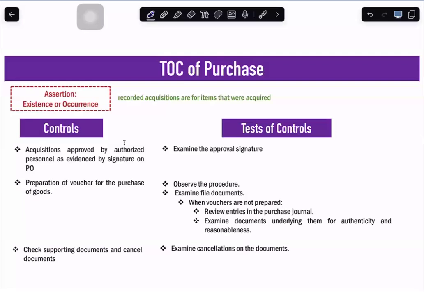Now, since we're done with the different departments, the activities within the department, and the different documents, now let's go to the TOC. Let's start first with the TOC of purchase.